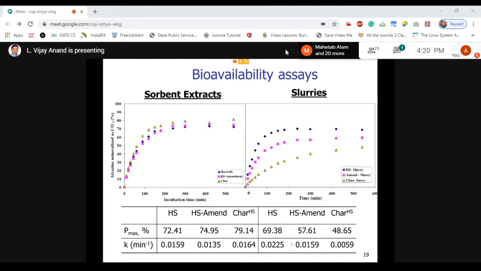And if you look at the degradation constants, the char slurry system has the lowest degradation rate constant, indicating that the strength of sorption in char alone systems is really high, resulting in a lower amount of degradation and a lower rate of degradation.